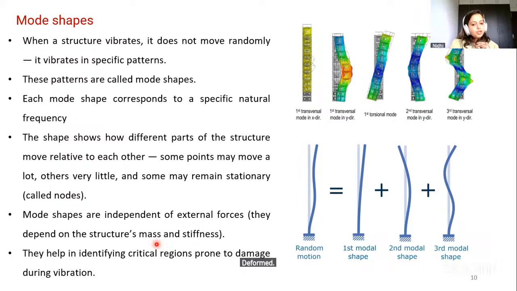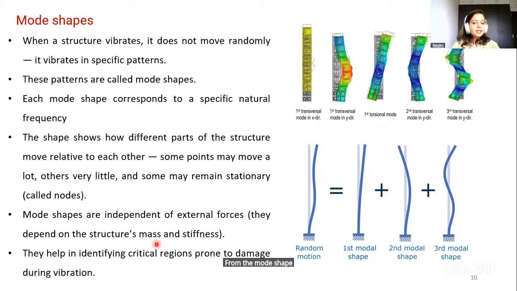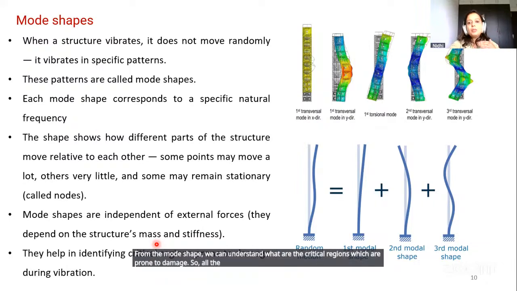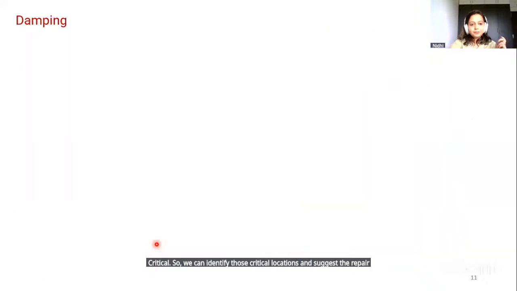This mode shape helps in identifying the critical regions prone to damage during the vibration. So if you analyze the structure and get the mode shape, from the mode shape, we can understand what the critical regions are which are prone to damage. All the regions may not be critical. So we can identify those critical locations and suggest the repair methods.